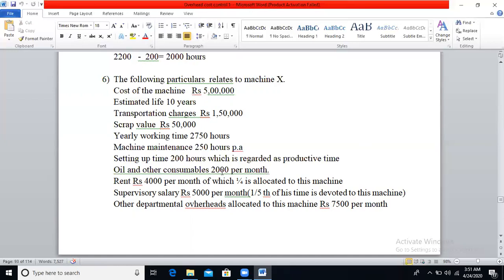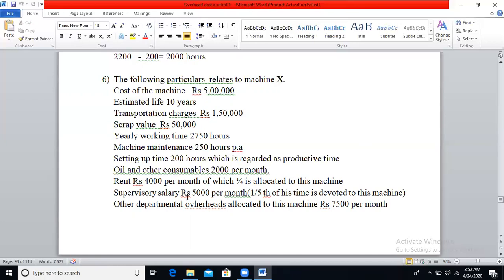So 2000 into 12. Then rent. So rent will be fixed. It will not vary with the use of machine. So it is a standing charge. The rent value will be 4000 per month. So here they have given per month. You have to convert it into year. So 4000 into 12, of which out of 4000, 1/4 is allocated to this machine. Here we are calculating each machine hour rate. So out of 4000, only 1/4 will be allocated for the machine X. So you have to calculate only for 1/4 of the 4000.